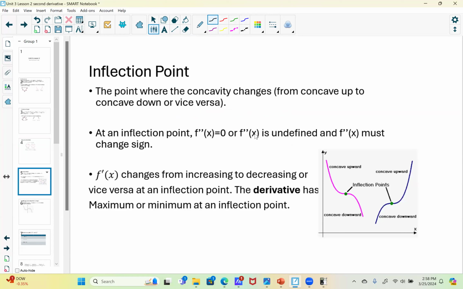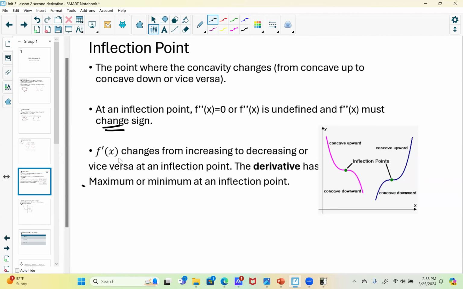Okay. The third thing with concavity is there's a thing called the inflection point. So the inflection point is the point where the concavity changes. So it's going to change from concave up to concave down or vice versa. At an inflection point, the second derivative is equal to 0 or undefined. Again, we mostly will do the equal to 0 case. And the second derivative must change sign. Okay, so it either has to change from positive to negative or from negative to positive.